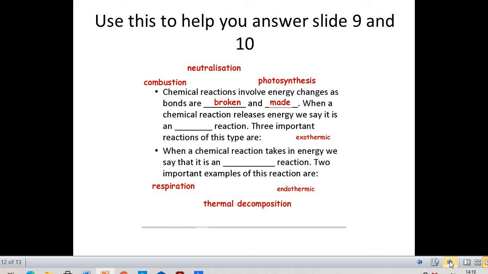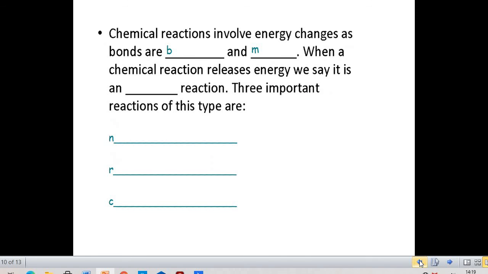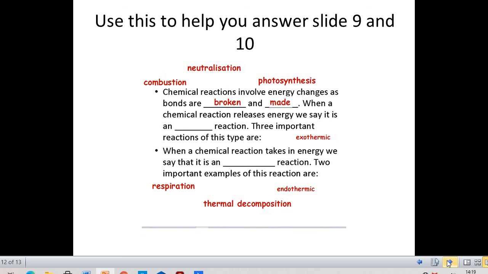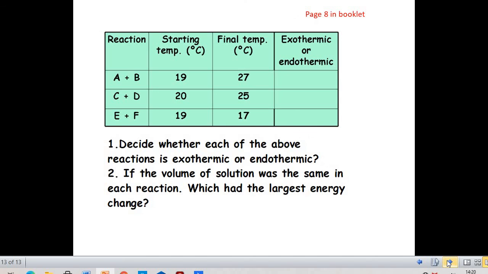Use this to help you answer slide 9 and 10. So I've given you all the words here, so you can go back to those pages and fill in the blanks. I've given you broken and made and the other reactions are given to you. You need to put them in the correct blanks. This is page 8 in the booklet. Decide whether each of the above reactions are exothermic or endothermic and answer those questions.